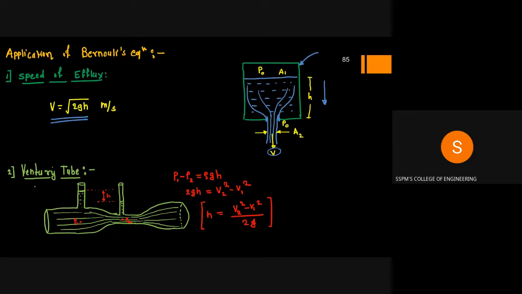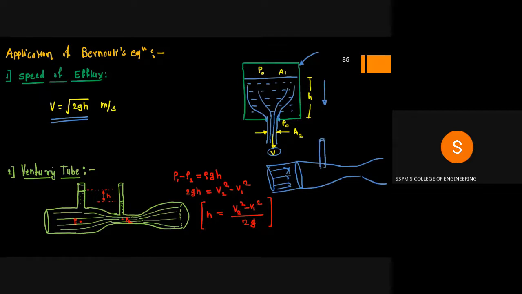Now, the second application is the Venturi tube. Generally, the Venturi tube is used to measure the flow rate. The Venturi tube consists of a converging area, then a throat, and again a diverging area. The converging area is connected to the pipe through which the fluid is flowing.